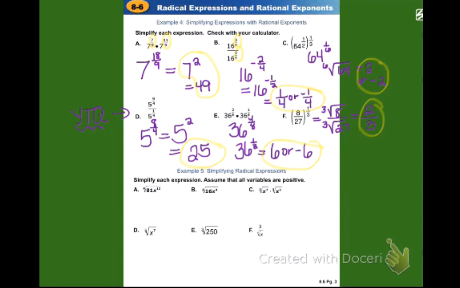Example 5 asks us to simplify some radical expressions.